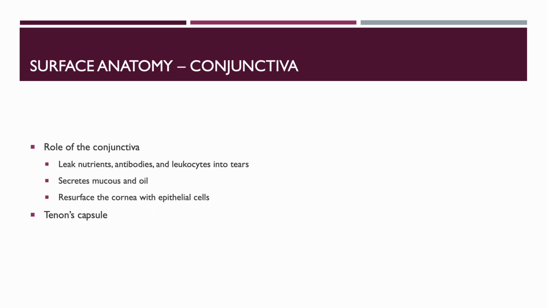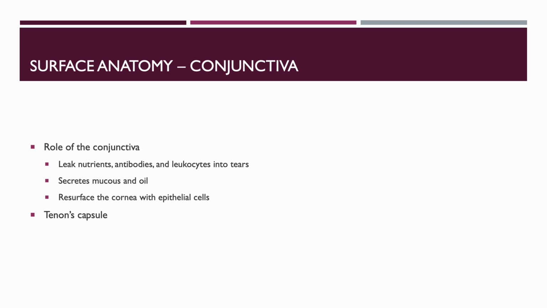One of these is to defend and repair the cornea in the event of scratches, wounds, or infections. The almost invisible blood vessels dilate and leak nutrients, antibodies, and leukocytes into the tears that then wash over the corneal surface. The conjunctiva also secretes mucus and oil, both of which help to keep the cornea moist and clean and to reduce friction when the lids blink.